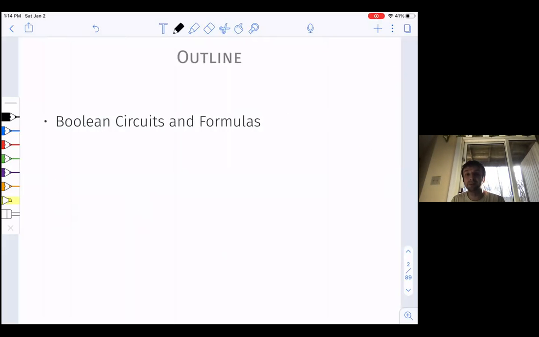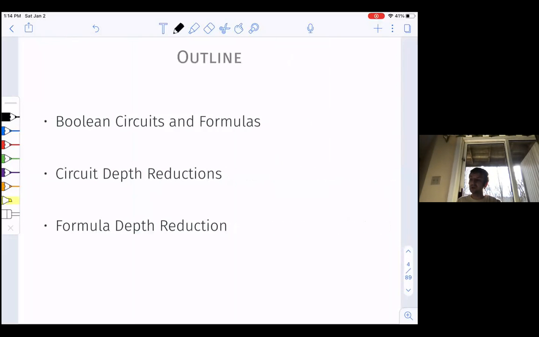All right, so the outline of this talk is the following. First, I will introduce the computational models we're going to be working with, the model of Boolean circuits and the model of Boolean formulas. And then I'll present a couple of our circuit depth reductions. And in particular, I'll explain how to use them to prove new circuit lower bounds. Finally, I will show how we achieve similar results for Boolean formulas too.